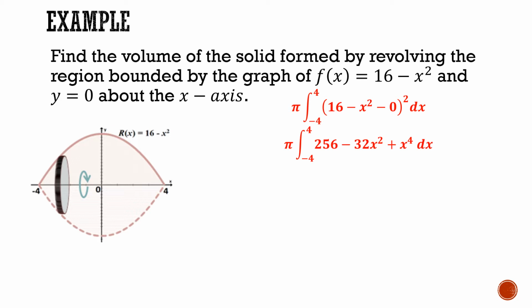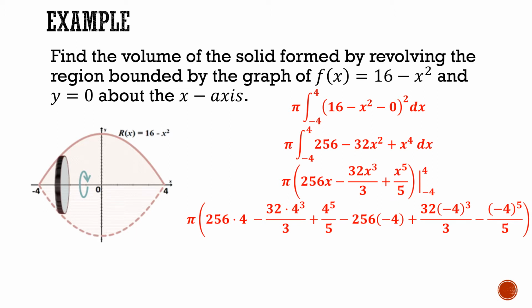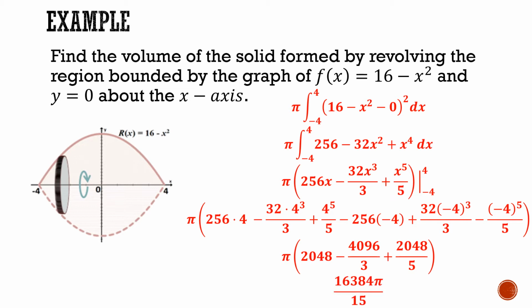All right, so cleaning that up, I get pi, integral from -4 to 4, 256 minus 32x squared plus x to the 4th dx. And then integrating that, I get pi times 256x minus 32x cubed over 3 plus x to the 5th over 5 from -4 to 4. Plugging in my bounds, I get this long, nasty looking expression, and then I'm going to simplify that. And honestly, this would probably be a calculator question, so you'd be able to simply plug this into your calculator to get a final answer of 16,384 pi over 15.